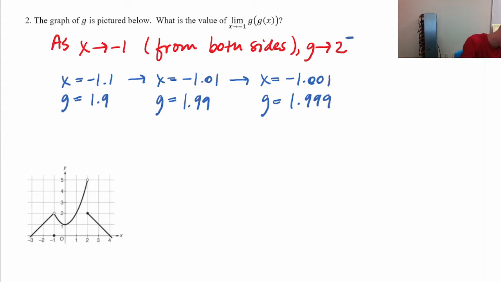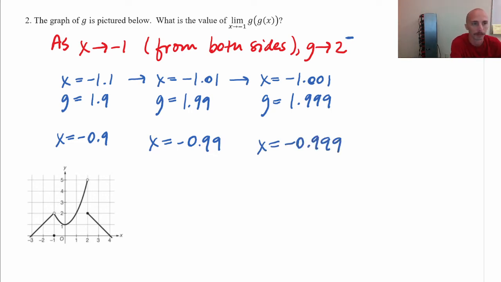Okay? Meanwhile, as we see x equals -0.9, x equals -0.99, or x equals -0.999, the same thing's going to happen. Maybe not exactly the same, because to the right of that point, we've got what looks like part of a parabola or something there. So it might not be exactly the same, but it's very similar behavior. Okay?